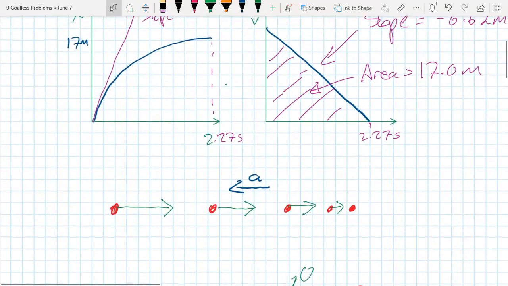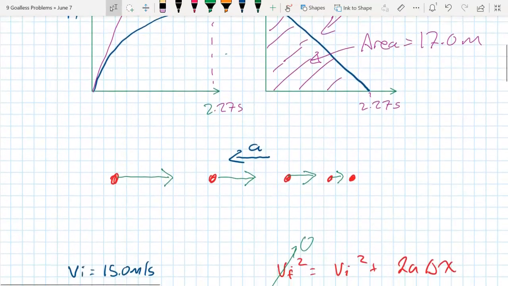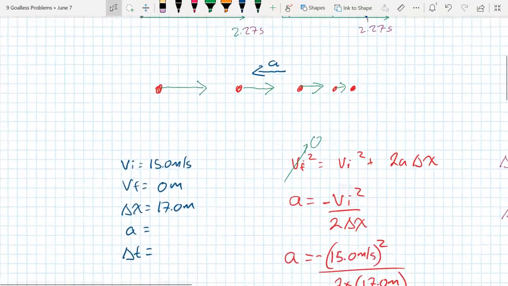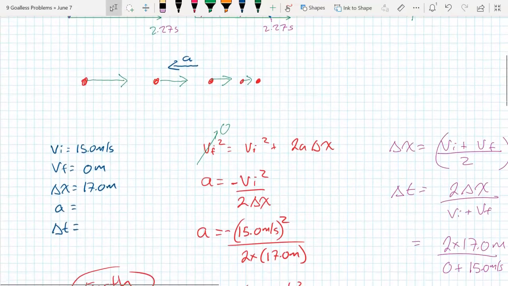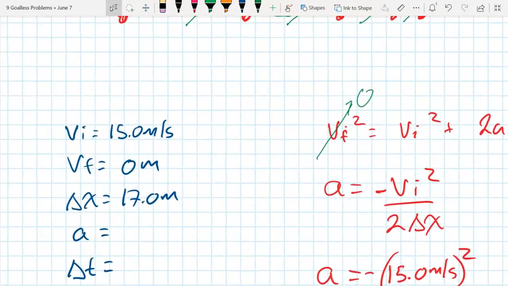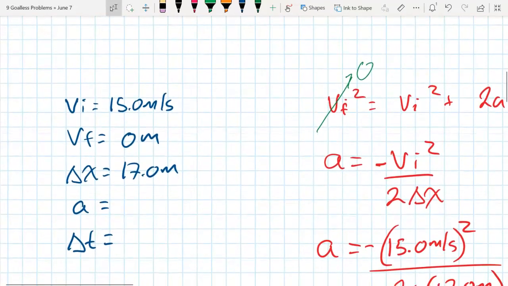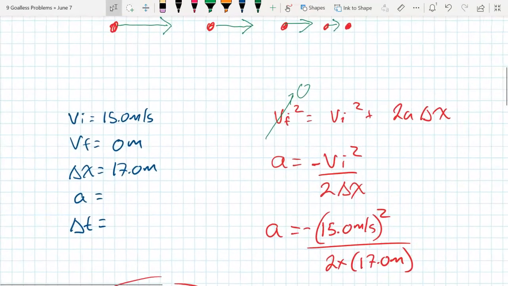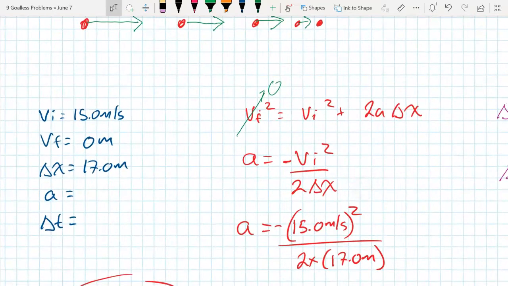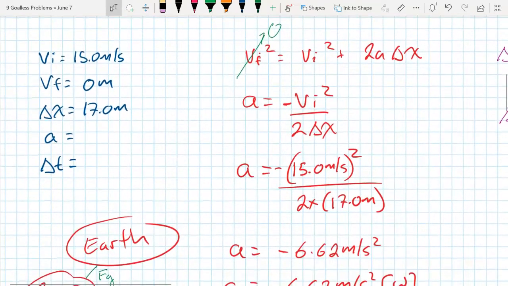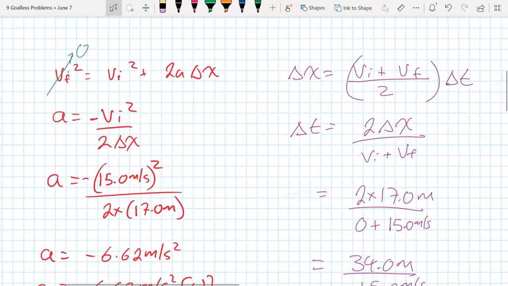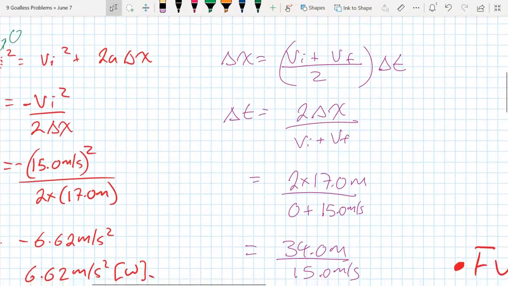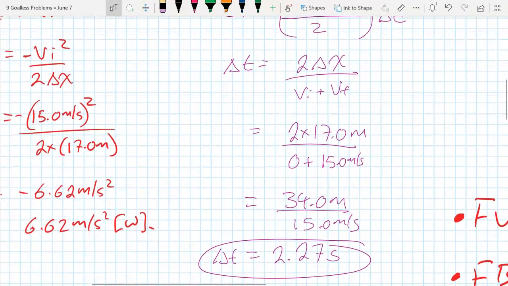I drew a motion diagram with the acceleration vector. And then I thought, what could I solve for? Well, I wrote down the variables I have: the initial velocity, the final velocity, the displacement. I could solve for acceleration and I can solve for time. So I used my kinematics formulas to solve for the acceleration and another kinematics formula to solve for the time.